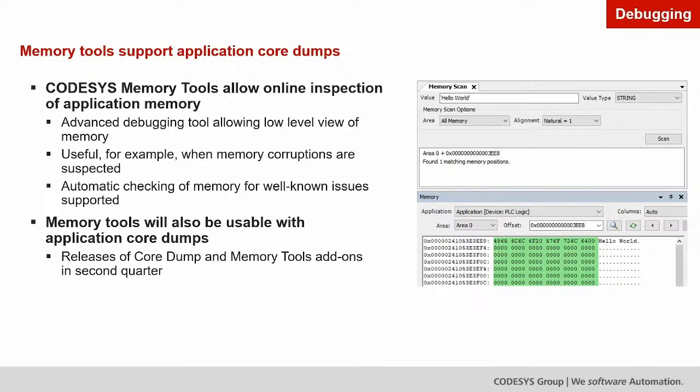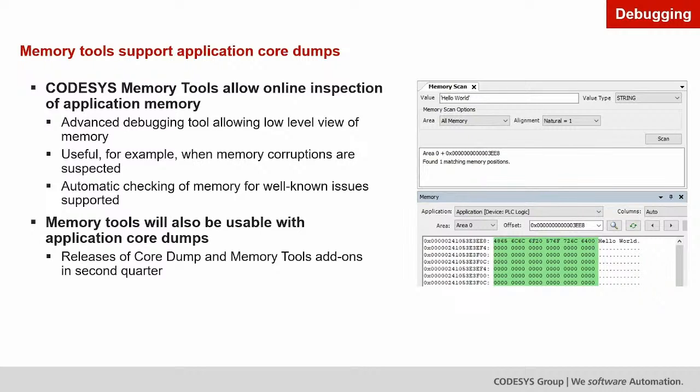Also, it contains a number of rules which can be executed automatically to check your application for well-known issues which might lead to strange behavior or crashings. So here you can see in the bottom part of the screenshots how the memory tools actually allow you to look into your application memory. And on the top you can see a feature called memory scan, which allows you to search for certain values or memory patterns inside your application.